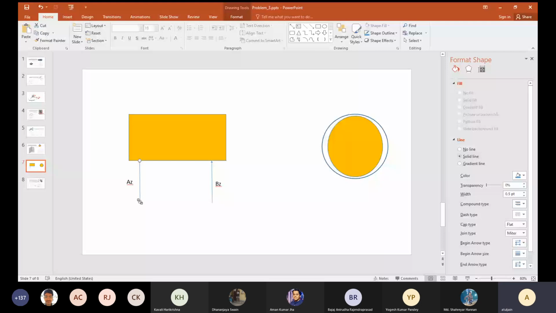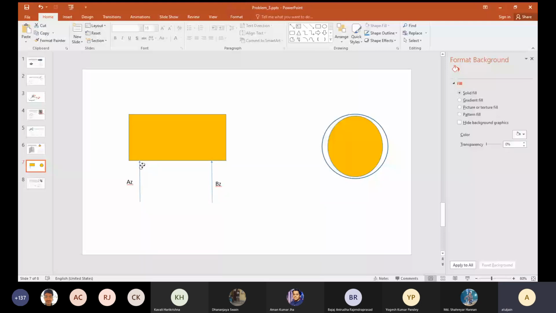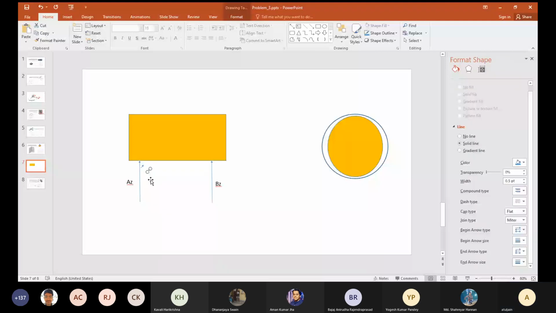So the complete FBD will be this. It's a really small ring, so you are going to get a direction, the normal reaction, I mean, perpendicular, right?